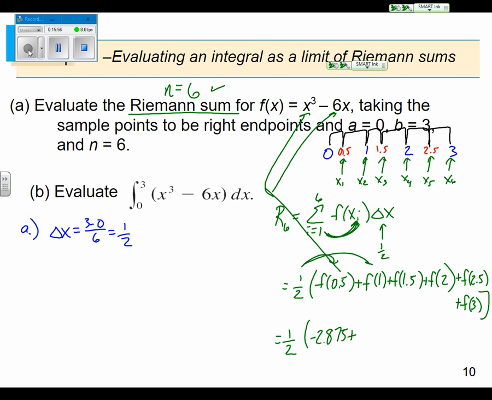Whenever I plug in 1 up here for these x's, I just get negative 5. So plus a negative 5. When I plug in 1.5, I get negative 5.625. So I'm just going through and plugging in all my x's. Whenever I plug in 2, I got a negative 4. When I plug in 2.5, I got 0.625. And then finally, whenever I plugged in 3, I got 9.